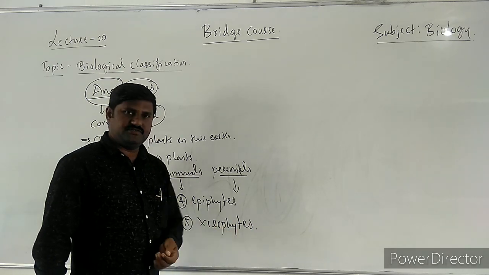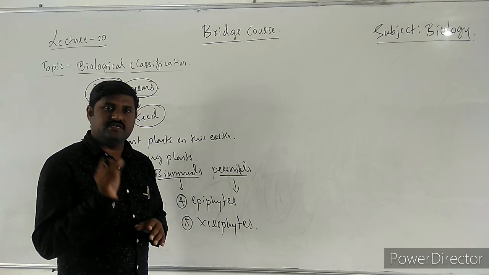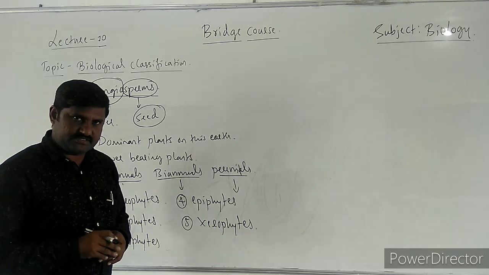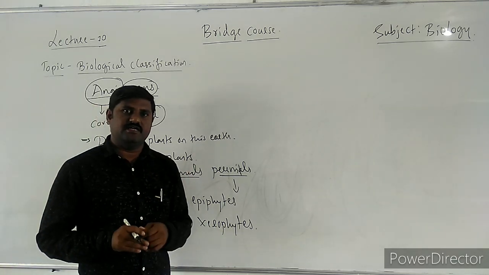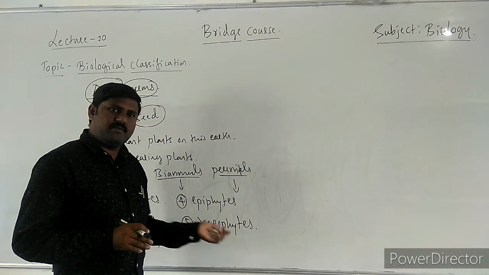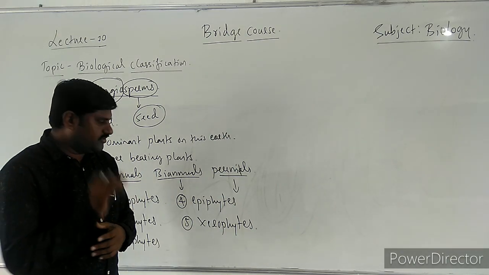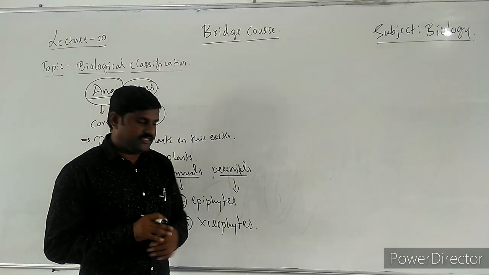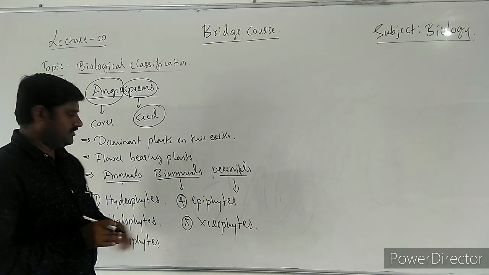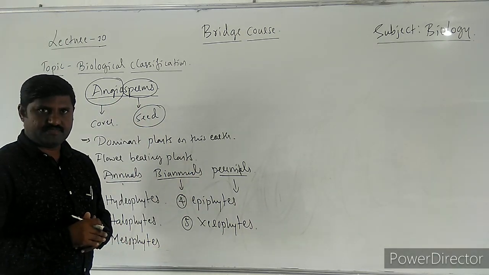And xerophytes. The name itself suggests that these are the plants which grow in xerophytic conditions, where unfavorable conditions like scarcity of water and high temperature are there. So these are commonly desert plants. The plants which usually grow in arid conditions are called xerophytes. Such kinds of plants that we come across are all groups of plants which are angiosperms.